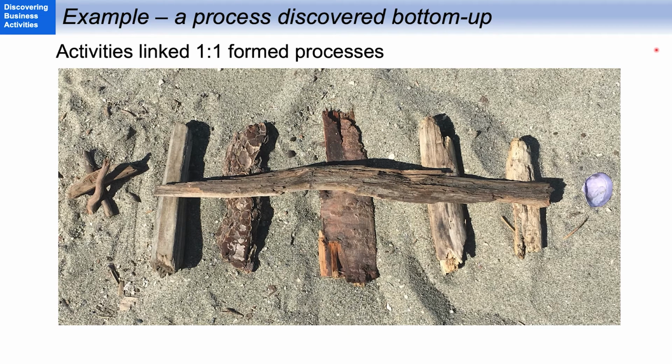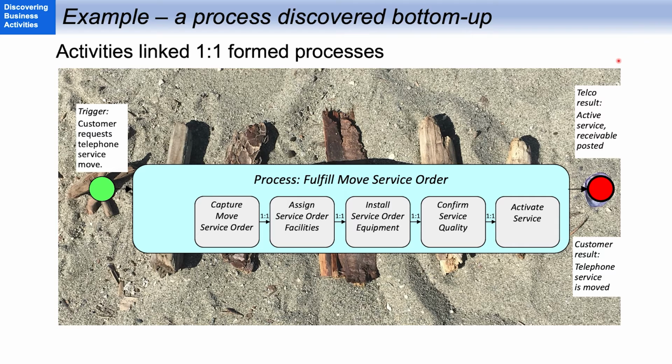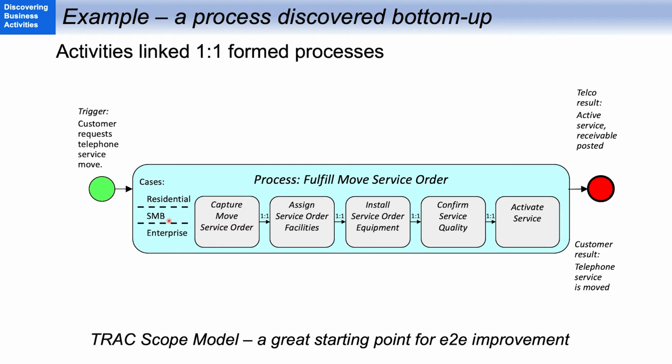So here's an example of what came out of that session. A set of activities linked 1-to-1 that formed the process to fulfill a movement service order, the triggering event that started it, the results that signified completion, and even the various cases. Maybe it was a residential service order, maybe small, medium business service order. And this, when we remove the background, we can see is a nice, clean scope model using the TRACK framework, a great start for helping people think end to end.